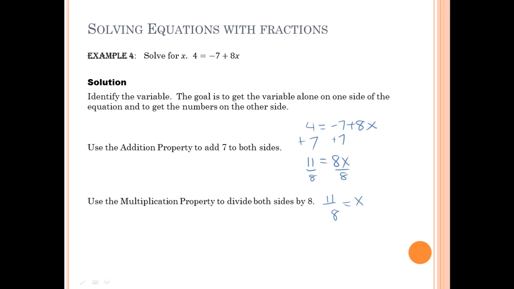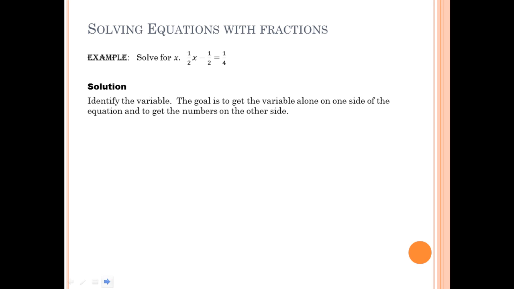Notice in this example, we got the variable alone on the right side instead of the left side. Remember, when solving equations, we want to get x equal a number or a number equals x. Now we can check our answer. So we will put 11 over 8 for x and simplify both sides. Once we simplify, we have 4 equals 4, and since this is a true statement, we know that we have the right answer. So the solution is 11 over 8 equals x.